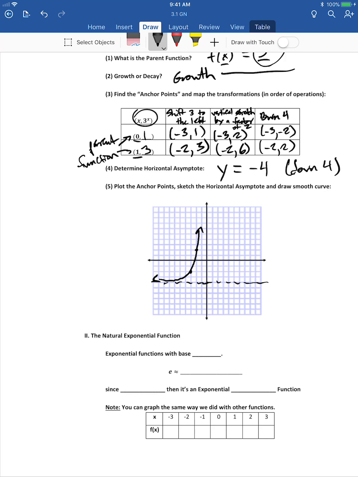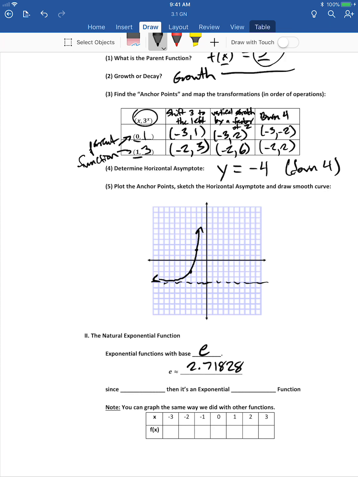Exponential functions with base e are natural exponential functions. E is a constant in math. It's approximated by 2.71828, etc., etc., etc. E is like pi. It is irrational. It is non-repeating. It is a transcendental number. We can talk about transcendental numbers a bit in class. But this is where we use E.